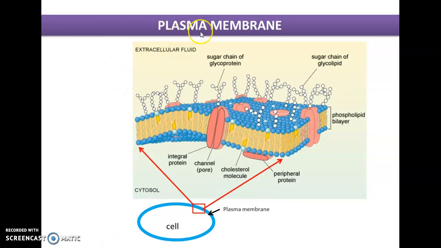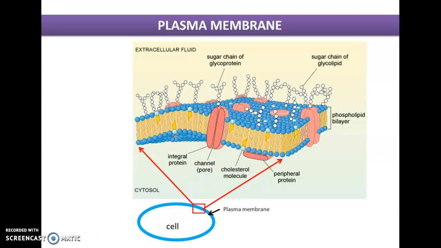Now, function of plasma membrane. Plasma membrane permits the entry and exit of some material in the cell. It also prevents the movement of some other materials, right? Therefore, the plasma membrane is called the selectively permeable membrane, which we have already discussed. So, how does this movement of particles take place inside and out? By the process called diffusion and osmosis.